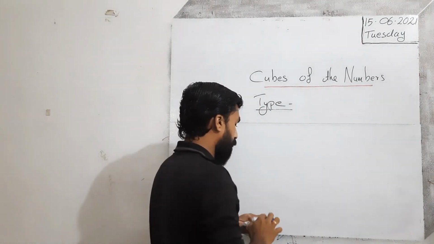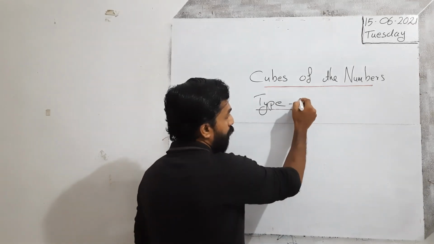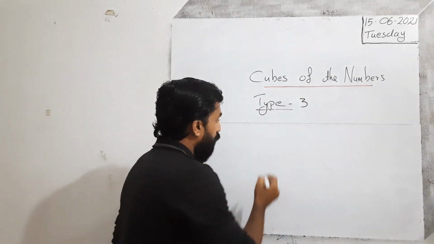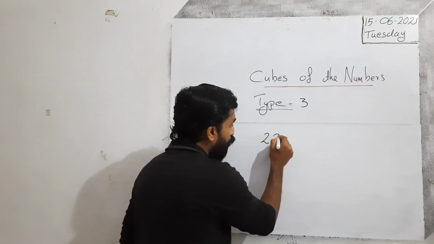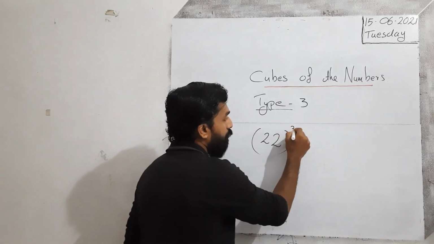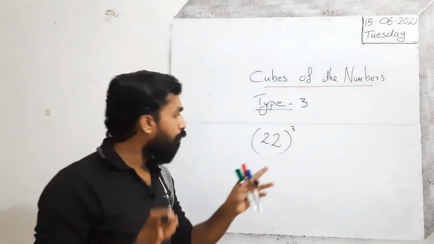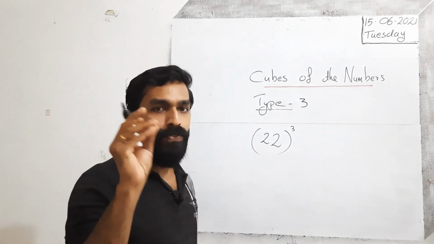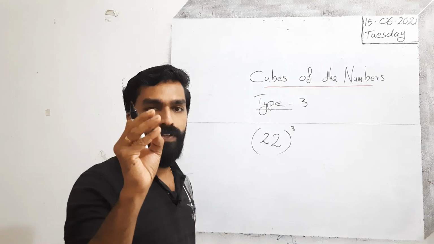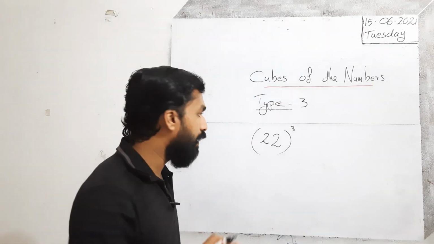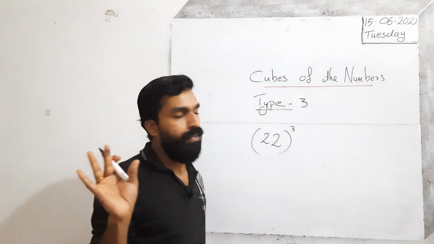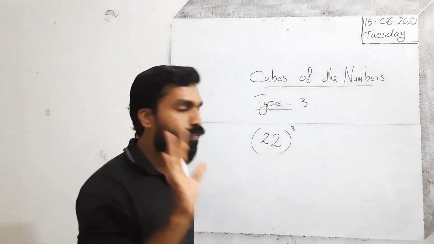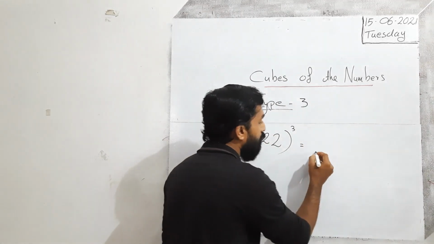Type 3: which type of number will come? For example, 22 cube we have to find out. What is the speciality? Both digits are the same, like 11, 22, 33, 44, 55, 66, 77, 88 and 99. These types of numbers will come. How to find out? A very simple method.